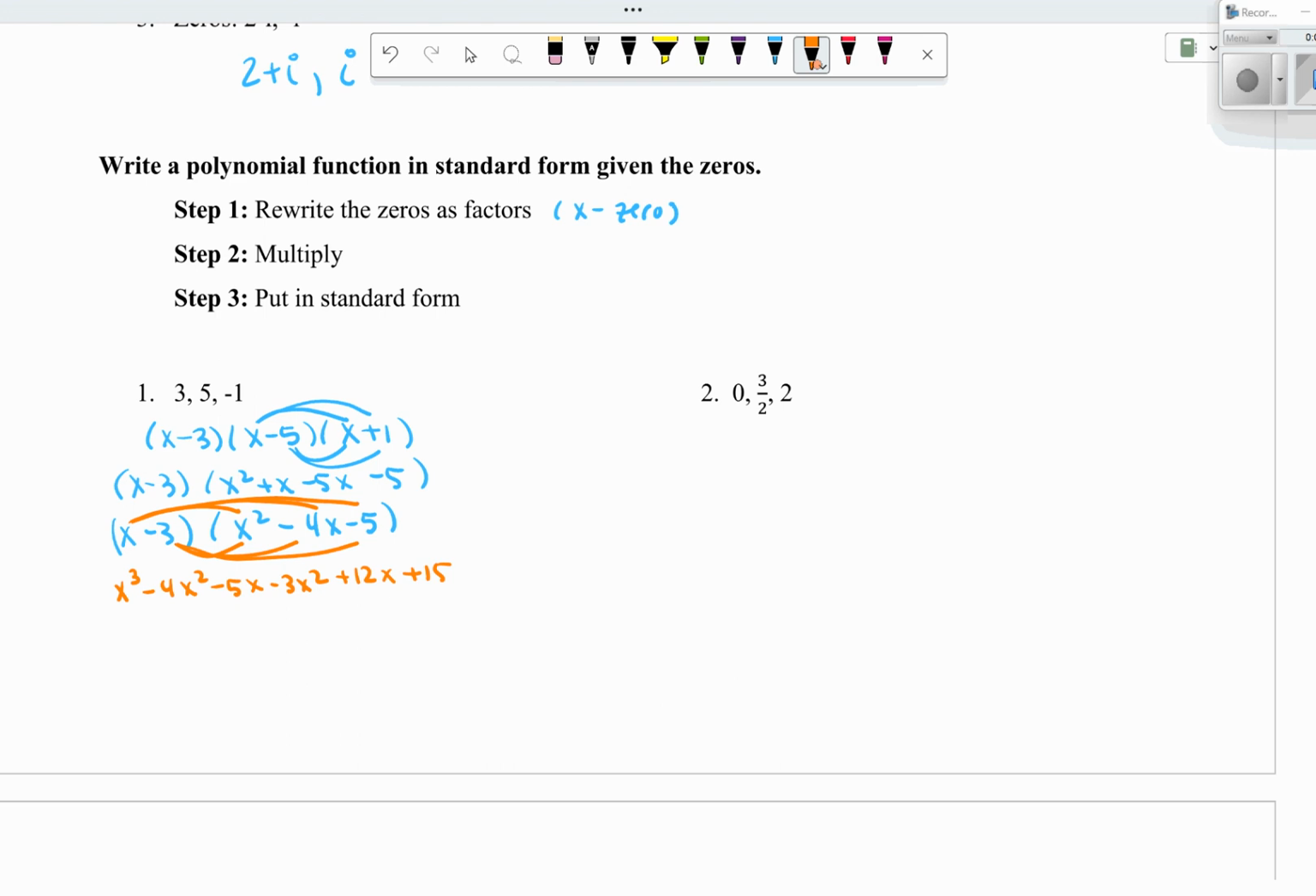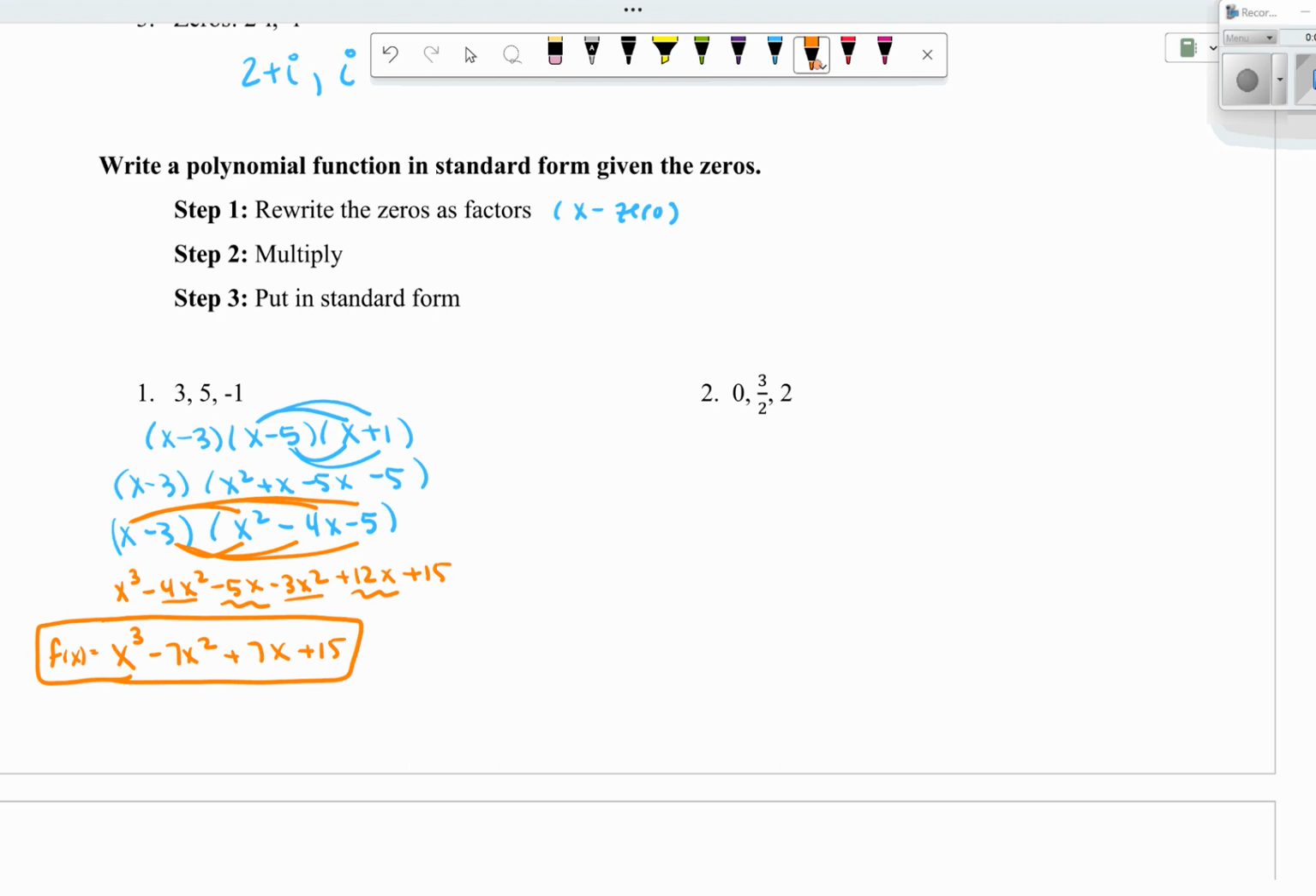So x cubed is the highest power of x, so that's going to go first. There are no like terms with that. Then we have minus 4x squared minus 3x squared, which is minus 7x squared, and then minus 5x and plus 12x becomes plus 7x, and then the constant is the 15. So that would give us our polynomial in standard form. And for writing the equation, I'm going to write f of x equals.